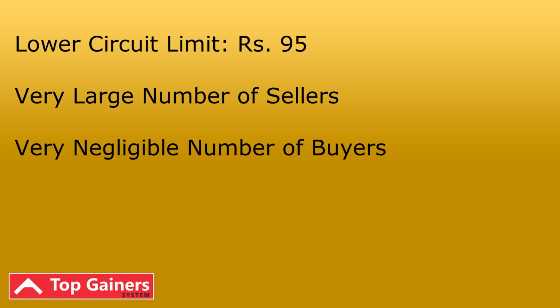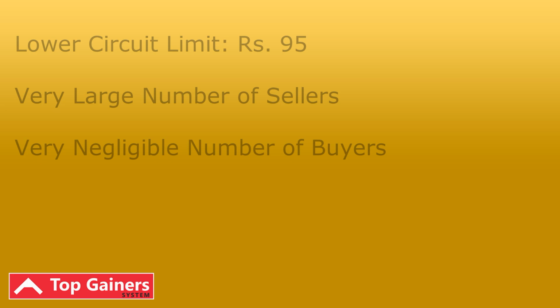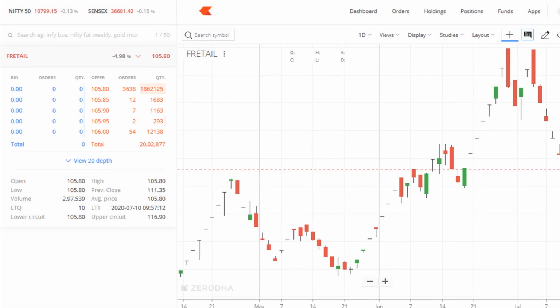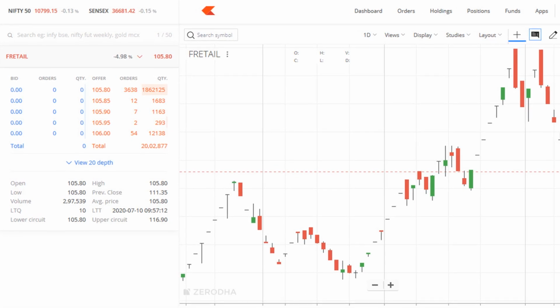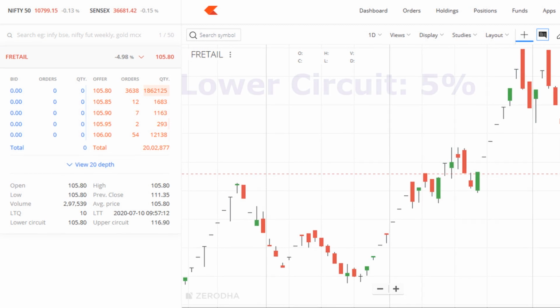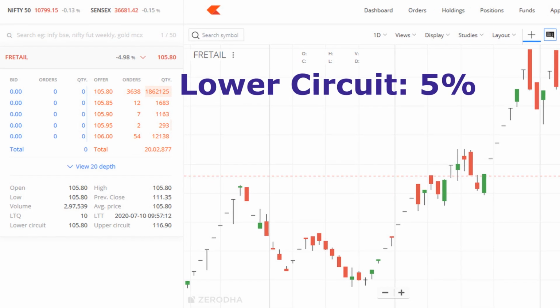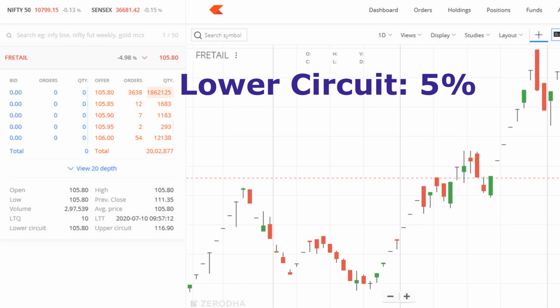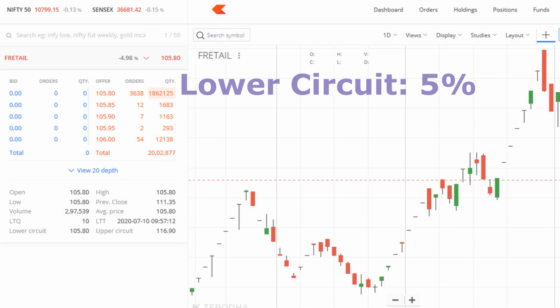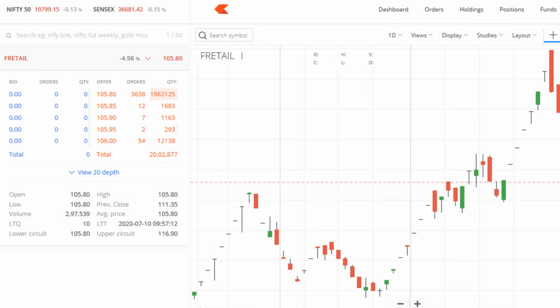In other words, there are not enough buyers to take the price up from ₹95. On the screen you can see the market depth of the stock future retail in the market. Note that the stock has hit the lower circuit of 5%. Observe that there are more than 3000 sell orders while 0 buy orders.